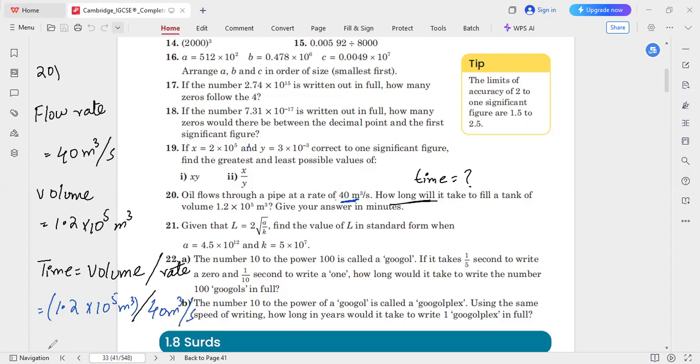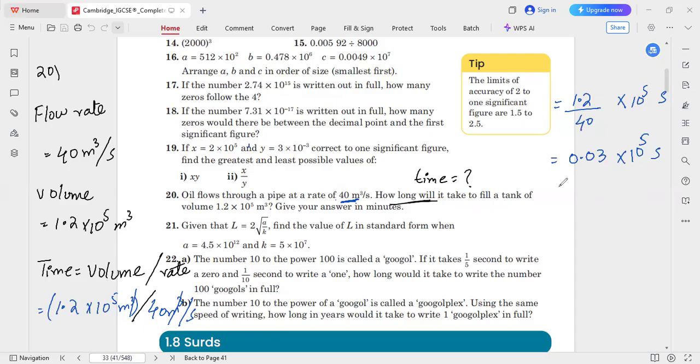Okay, so as we need to divide, numbers you need to divide directly, like 1.2 needs to be divided by 40. Along with this, we have this 10 raised to the power 5, and this meter cube will be cancelled out with this meter cube, and we will be left with only the seconds. So first of all, we will be dividing this 1.2 with this 40. So 1.2 divided by 40 is basically 0.03. Along with this, we have this 10 raised to the power 5 seconds.